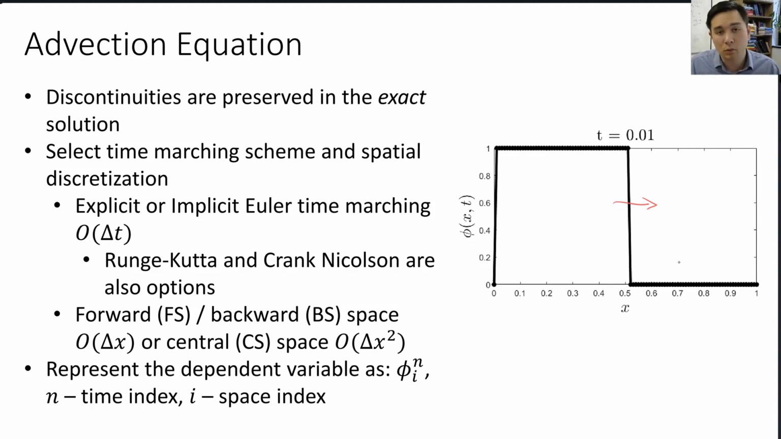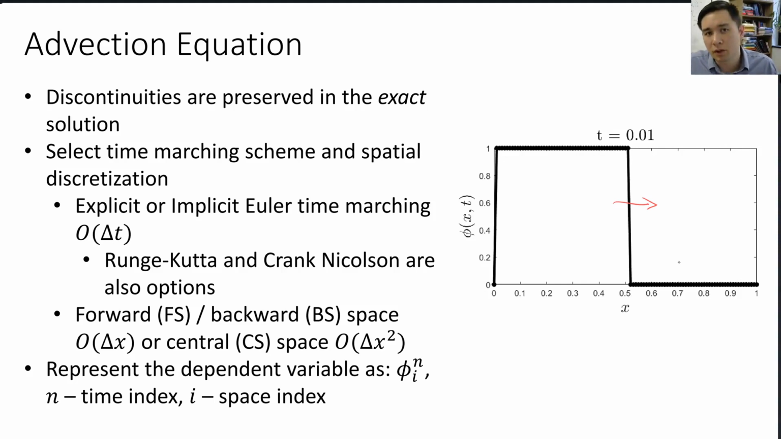To solve this numerically, we have to do a couple of things. We have to first select what time marching scheme we're going to use, and then what spatial discretization method we're going to provide for our boundary value problem. We can use an explicit or an implicit Euler method, which would provide us an order delta t approach. If we use Runge-Kutta, Crank-Nicolson, or some higher order schemes, we can get a more accurate time marching scheme, but this comes at a slight cost numerically. Then we can have a forward or backward approximation of our spatial derivatives, or a central space discretization that would provide us an order delta x squared approximation.